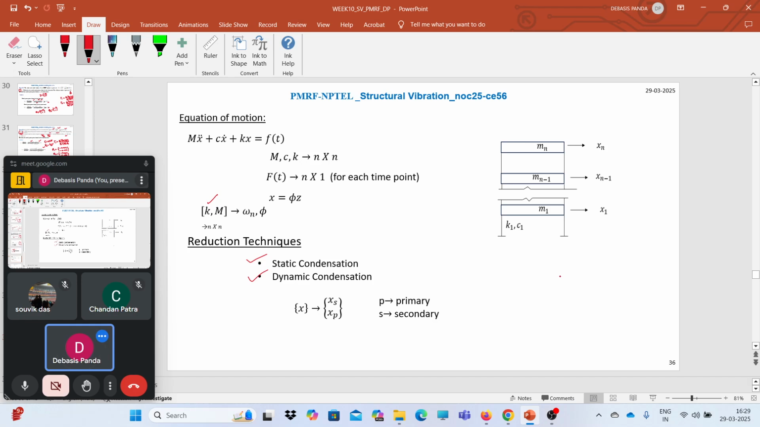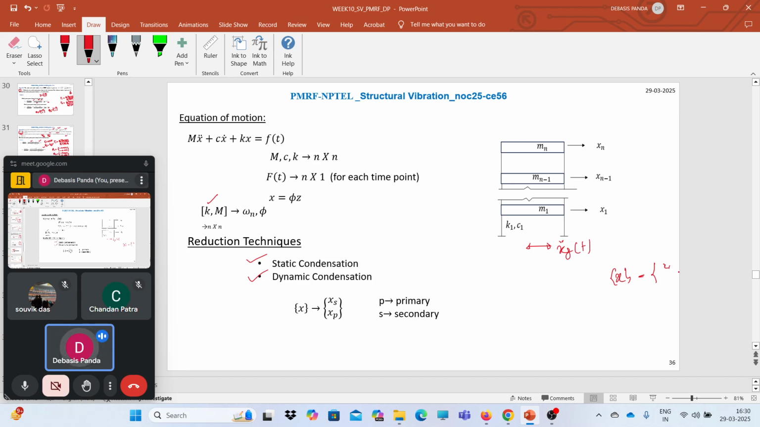Now in these static and dynamic condensation methods, say for example, this is an n degree of freedom system subjected to some ground acceleration xg double dot of t. It has n degrees of freedom, right? So if I want to write x, we'll have x1, x2, x3 up to xn. So first, for the model reduction, what do we do?